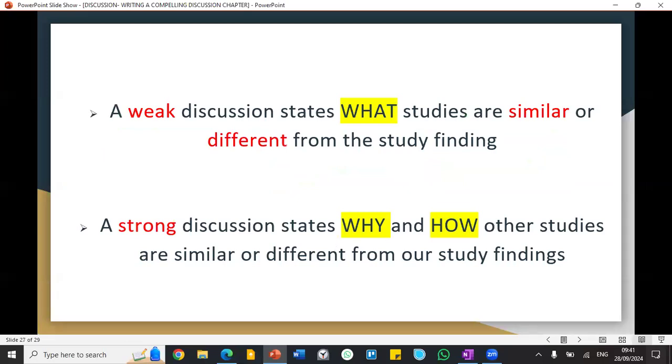Your discussion will be weak if you are just telling us this study is similar to, this study differs with. What you are just telling us is what. You are answering the question of what. But a good discussion or a strong discussion will tell us the why and how. Yes, you say the findings agree with so and so. Then you also tell us why you think these findings were different.